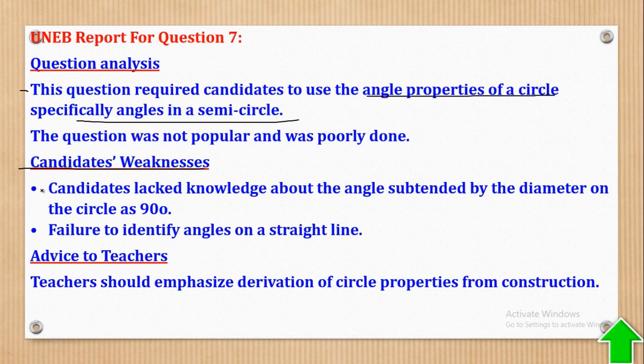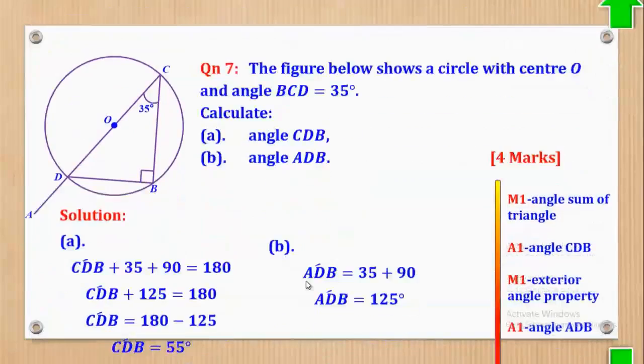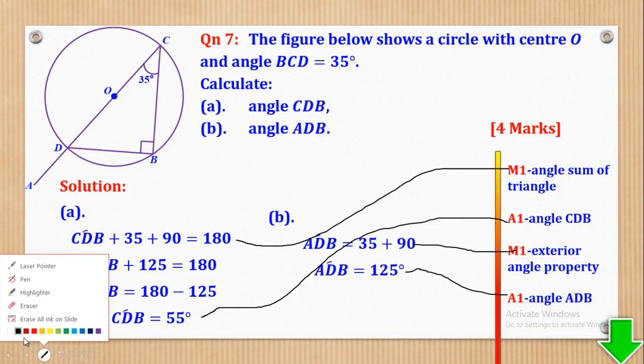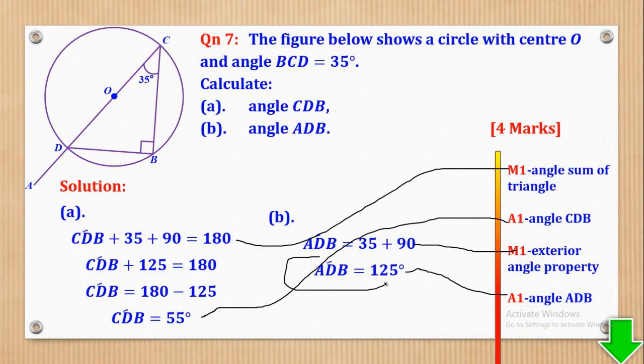Candidates' weakness: candidates lacked knowledge that the angle subtended by the diameter on the circle is 90 degrees. Then two, failure to identify angles on a straight line. Angles on a straight line add up to 180. Some students fail to identify that. So there are two ways of getting this angle ADB.